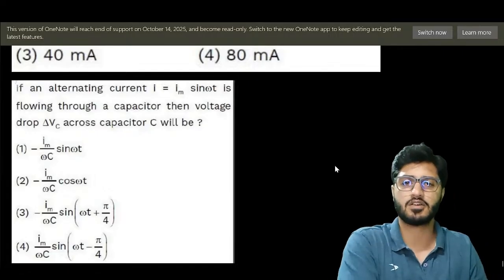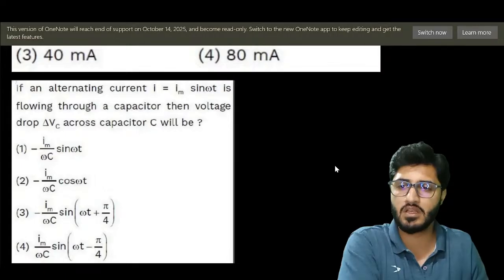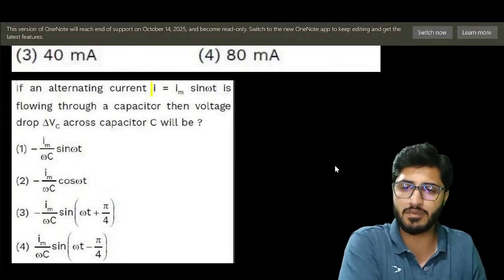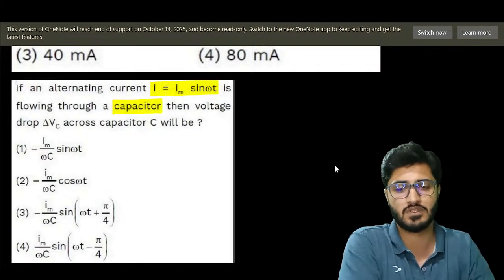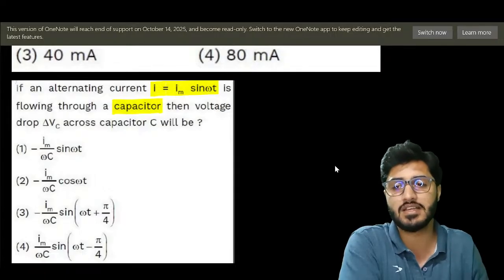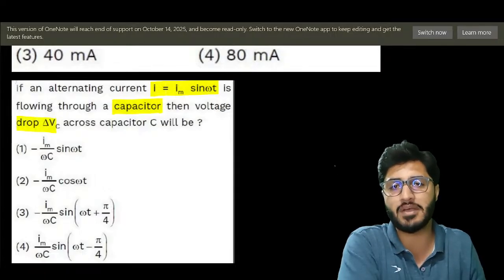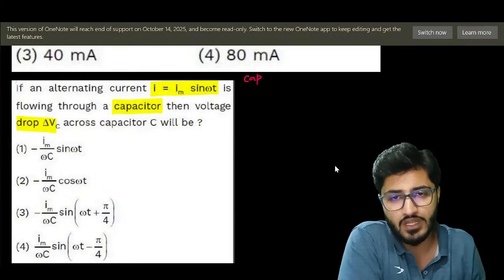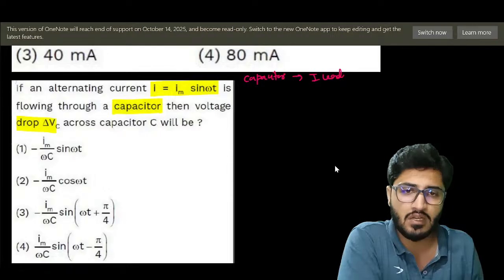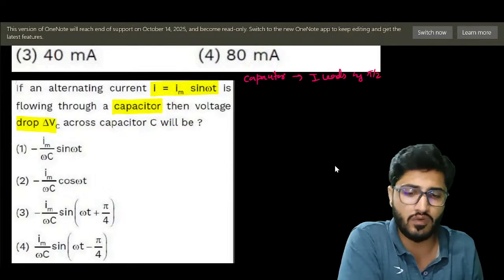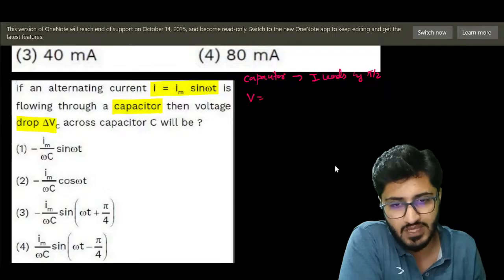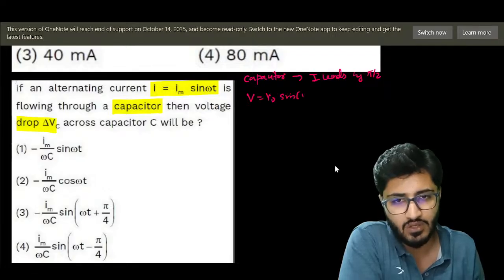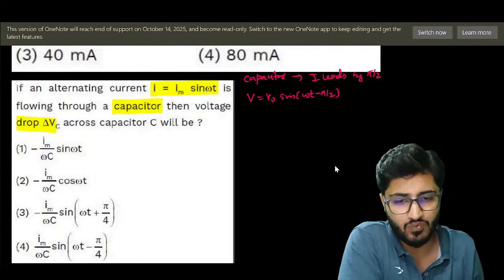Look now. This is my alternating current equation, flowing through a capacitor. In a capacitor, my current leads. For a capacitor, my current leads by pi by 2, we know it. So if you need to make V, V came out to be V naught sine omega t minus pi by 2.